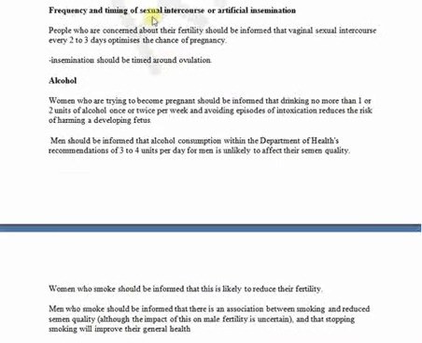Frequency and timing of sexual intercourse or artificial insemination. People who are concerned about their fertility should be informed that vaginal sexual intercourse every 2 to 3 days optimizes the chance of pregnancy. Insemination should be timed around ovulation. Alcohol. Women who are trying to become pregnant should be informed that drinking no more than 1 or 2 units of alcohol once or twice per week and avoiding episodes of intoxication reduces the risk of harming a developing fetus.